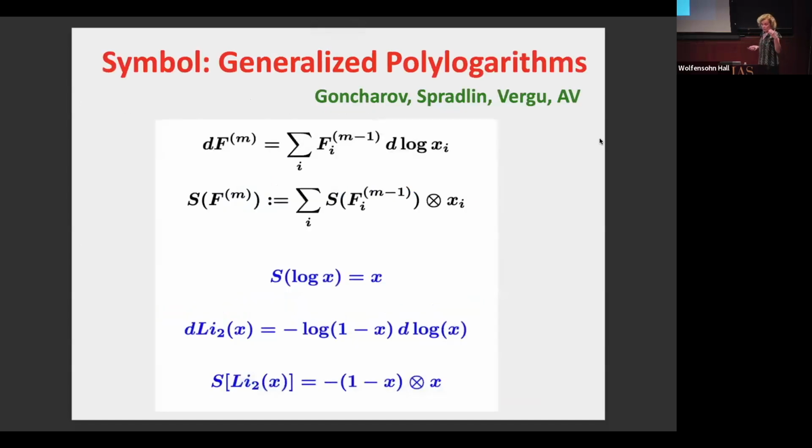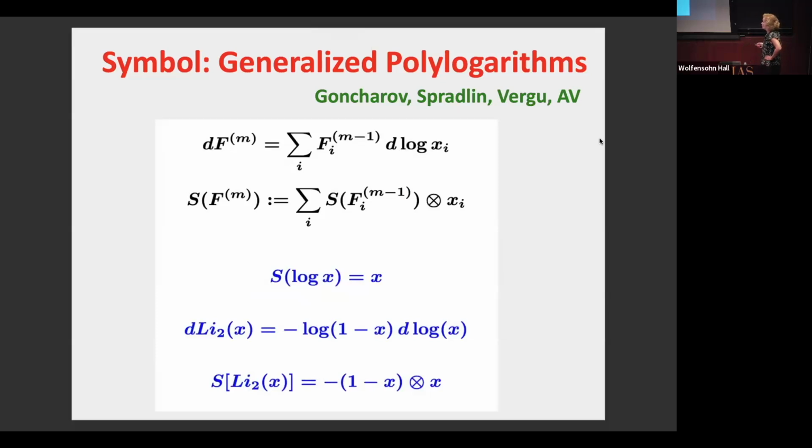So, functions of kinematics, now the symbol alphabet. For now I'm going to restrict my attention to just multiple polylogs. Once you have these generalized polylogs, you can talk about the symbol. The symbol is defined recursively. Many physicists probably know this, but this is targeted at those who haven't heard it. For a function log x, the symbol of log x is just x.